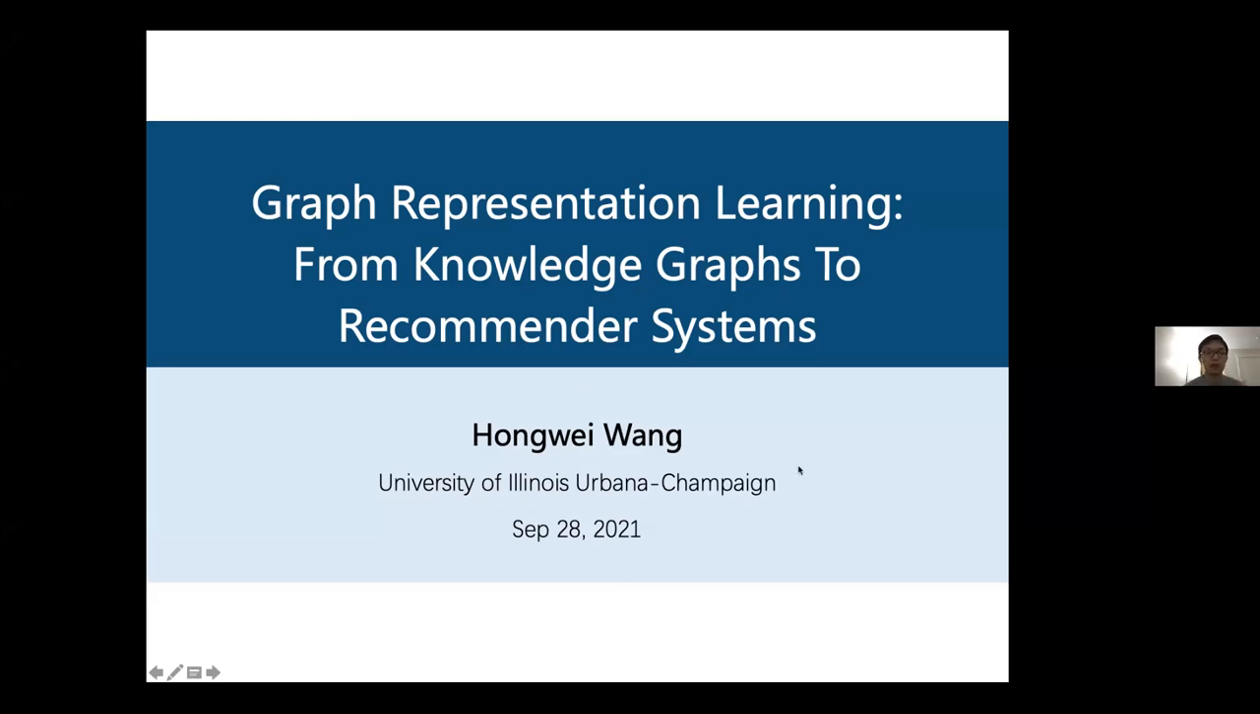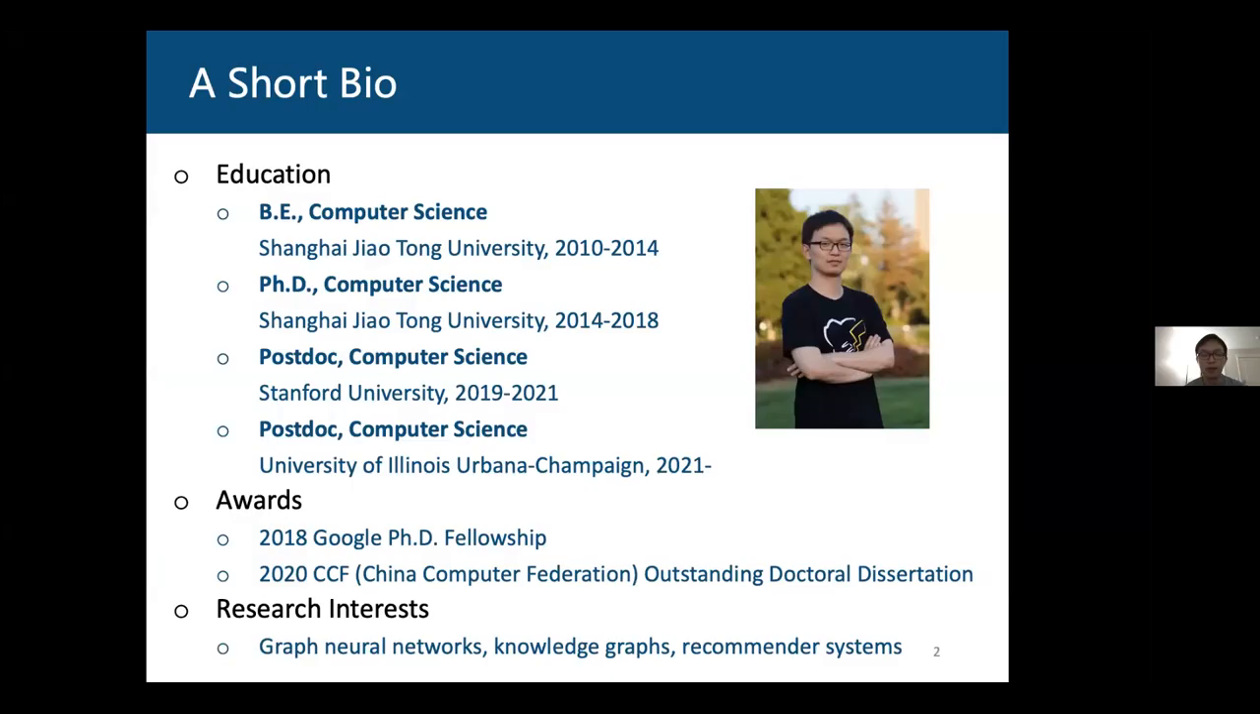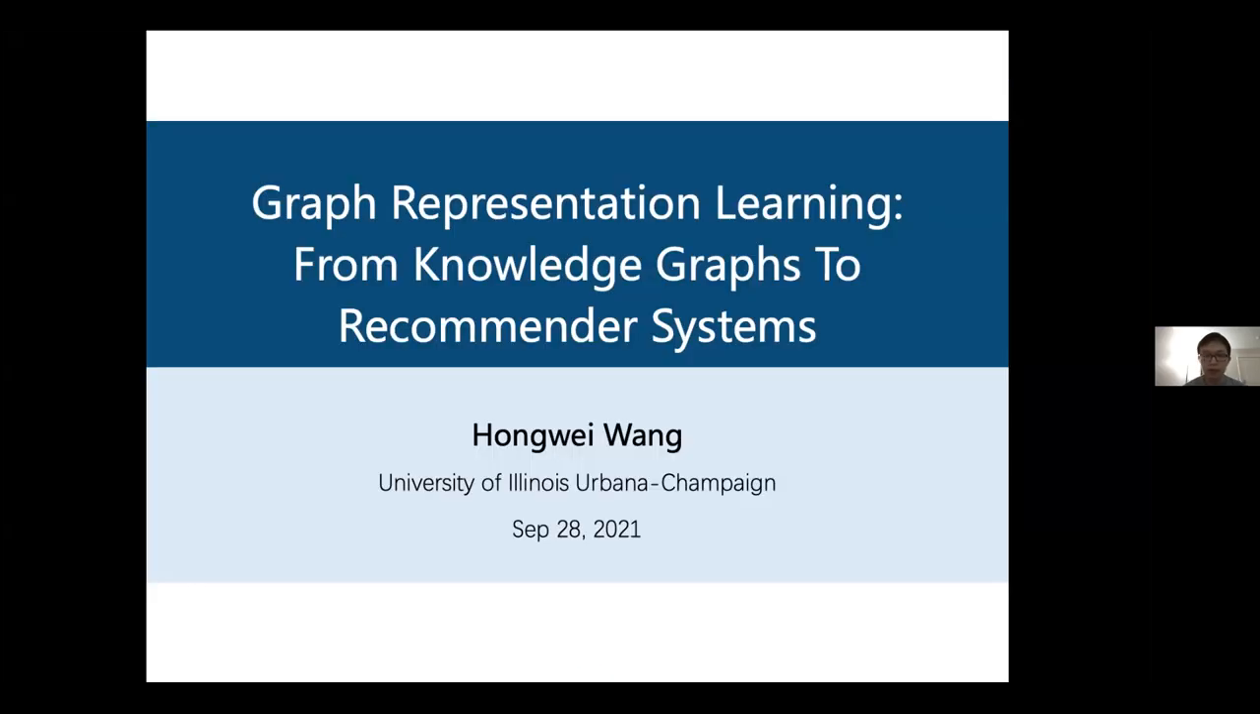Okay. So good morning, everyone. I'm Hongwei Wang from University of Illinois, Urbana-Champaign. Thanks for attending my talk. The title of my presentation today is Graph Representation Learning from Knowledge Graphs to Recommender Systems. In this talk, I will introduce some of my work. If you have any question during my presentation, just feel free to drop to me and just ask.